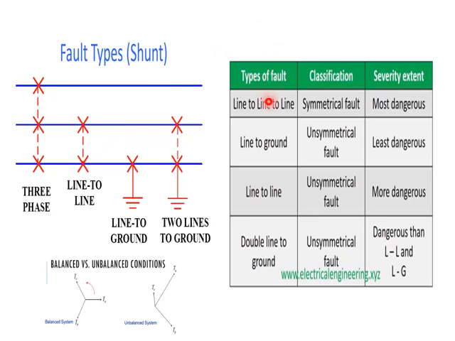The symmetrical fault is the most dangerous. Line to ground is an unsymmetrical fault. Line to line is again an unsymmetrical fault, which is more dangerous than line to ground. Then double line to ground, that is two phases to the ground, is again an unsymmetrical fault, which is more dangerous than the line to line and the line to ground faults.